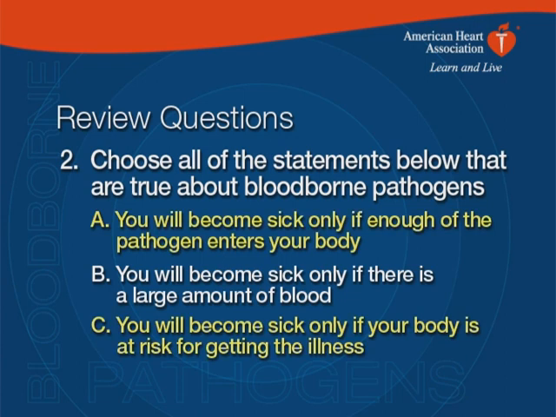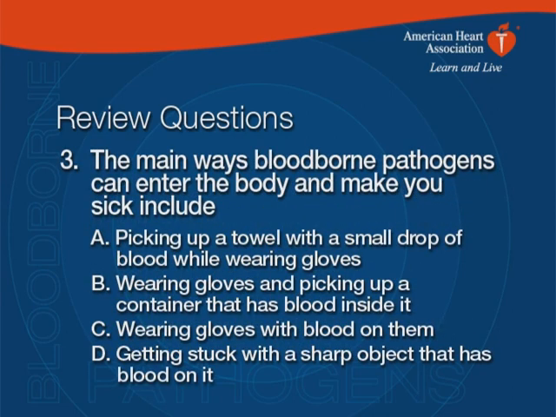The correct answers are A and C. Here is the next review question. Mark your answer on the review questions page at the end of the introduction section of your student workbook. The main ways bloodborne pathogens can enter the body and make you sick include A.